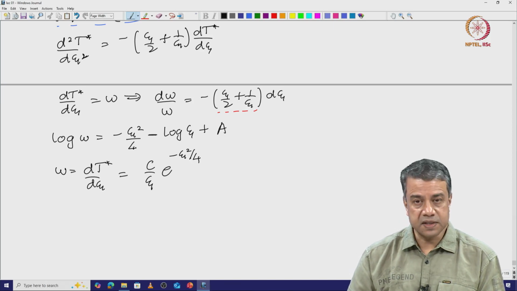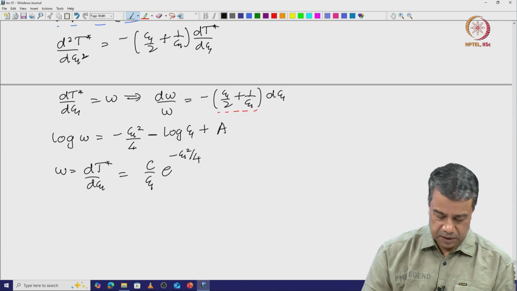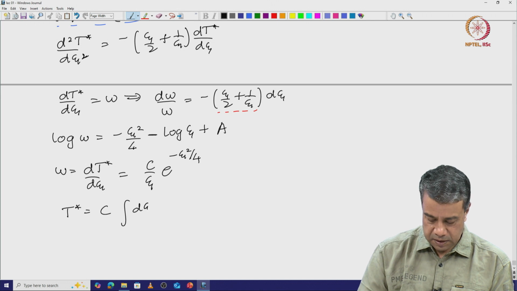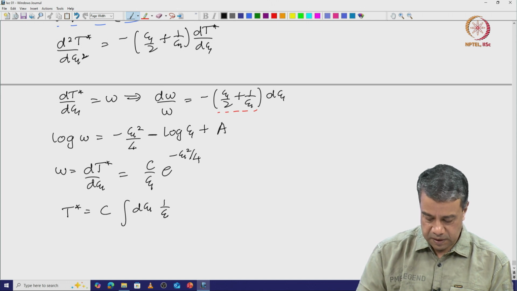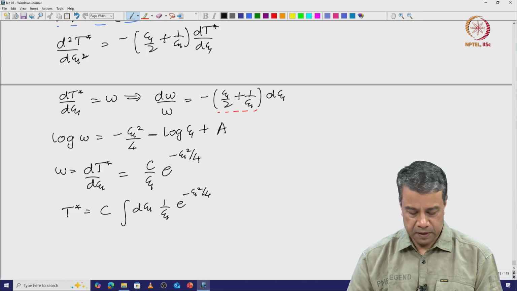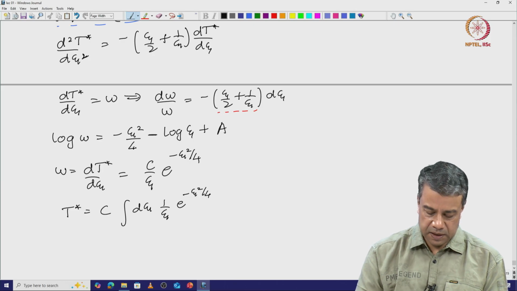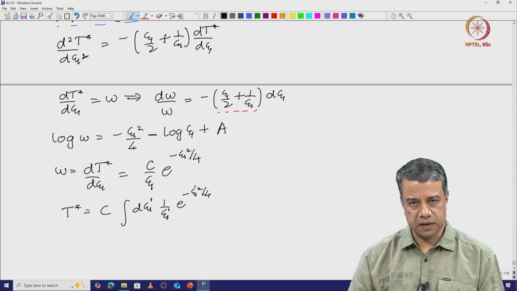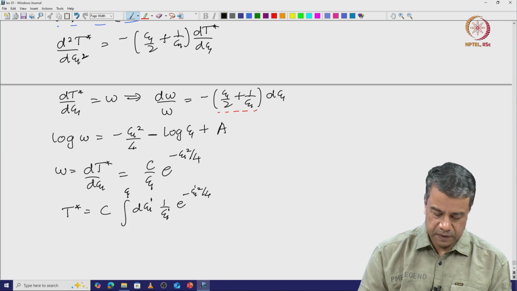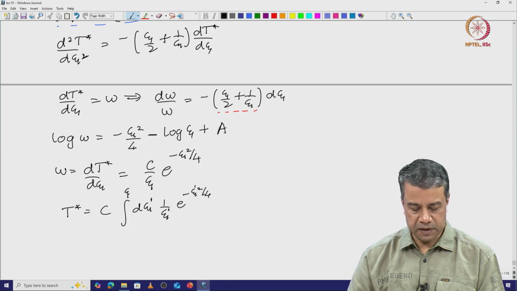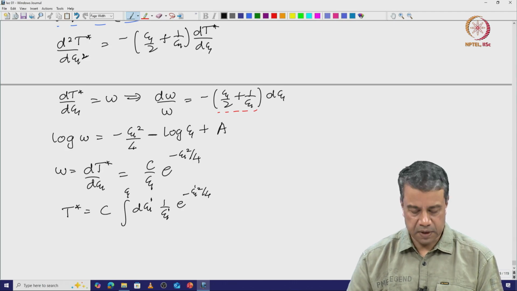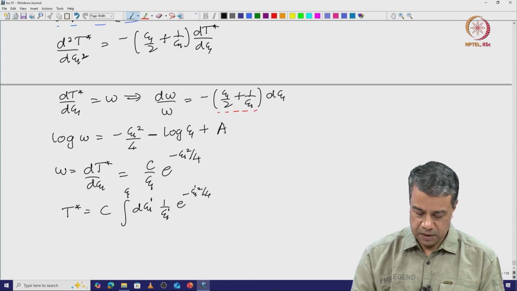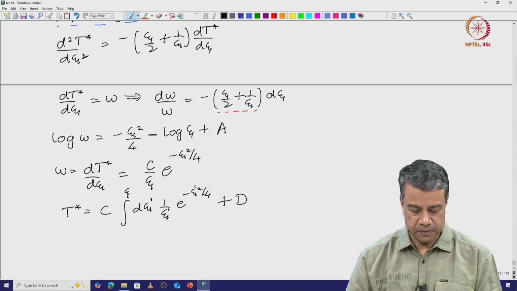What is t? It is the integral of this. T star is equal to c integral d psi into 1 over psi e power minus psi square by 4. Inside the integral sign is the dummy variable, the variable of integration, and I have to have upper limit of integration as psi, plus I will have another constant d here when I do the integral.